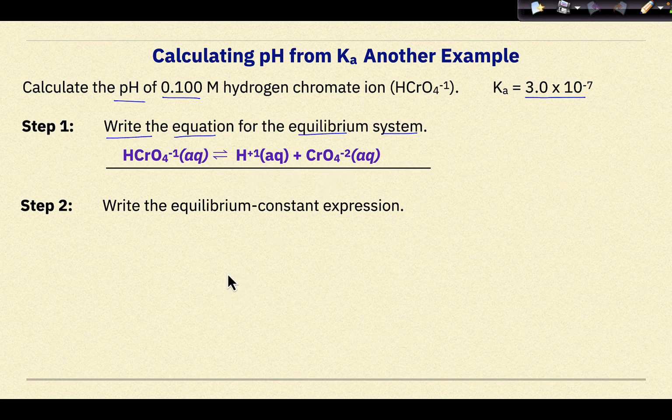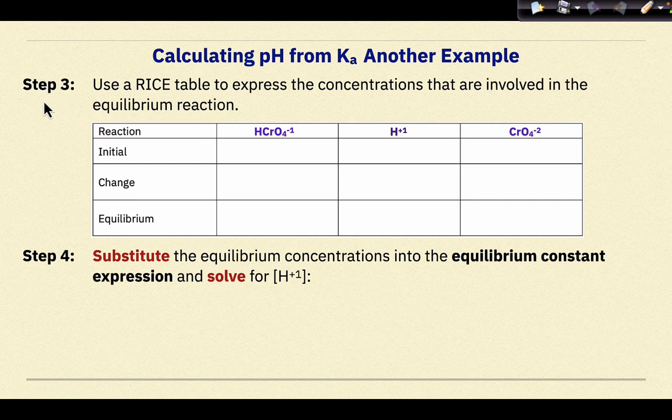The next step is to write our equilibrium constant expression. So Ka is equal to the hydrogen ion concentration times the concentration of the chromate ion divided by the concentration of the hydrogen chromate ion. So step 3 is to use an ICE table to express the concentrations that are involved in the equilibrium reaction. So we have our ICE table set up.